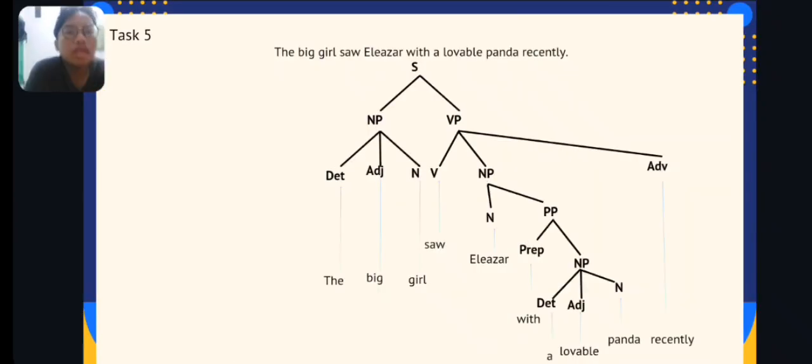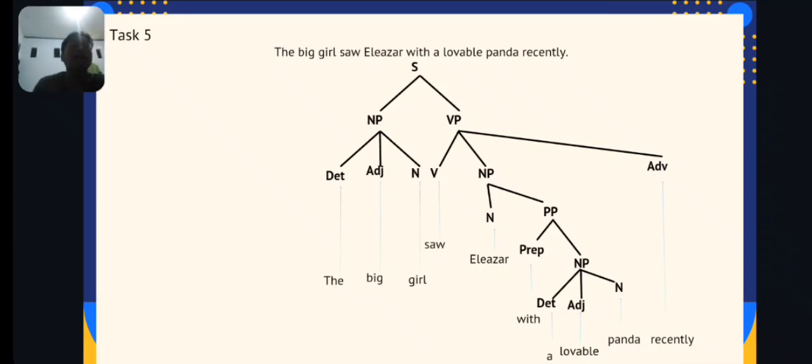Okay, next. Okay, this is the last task. The big girl saw Eleazar with a lovable panda recently. So there is a noun phrase and a verb phrase. We talk about the noun phrase. The noun phrase there is the big girl. The is the determiner, big is the adjective, noun is girl.